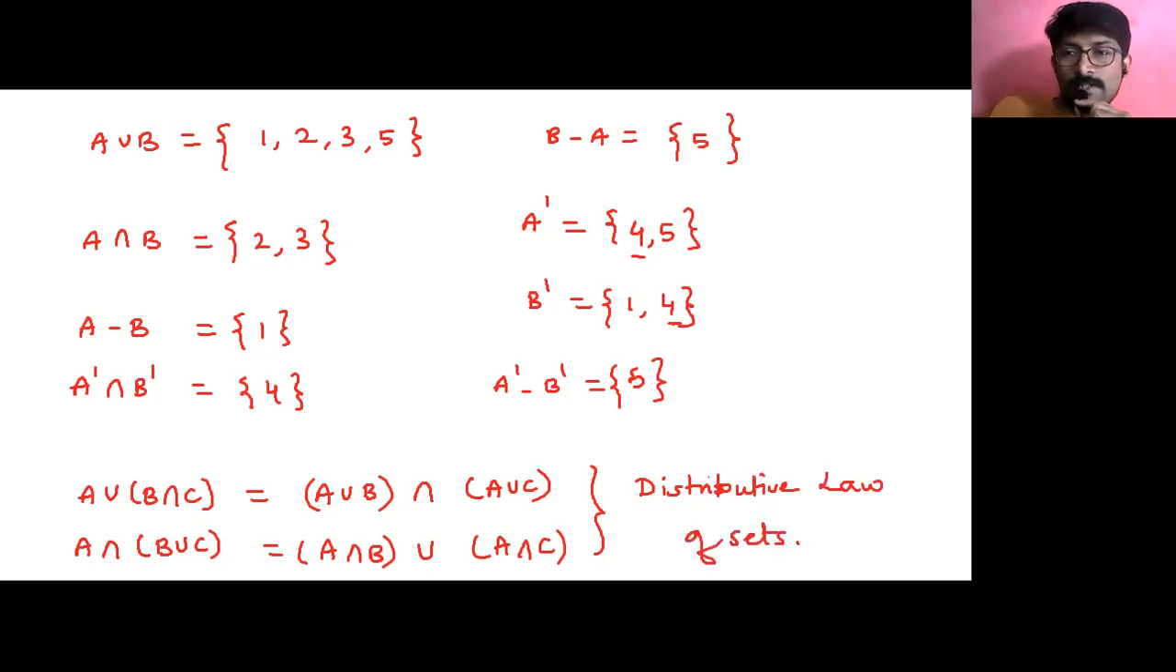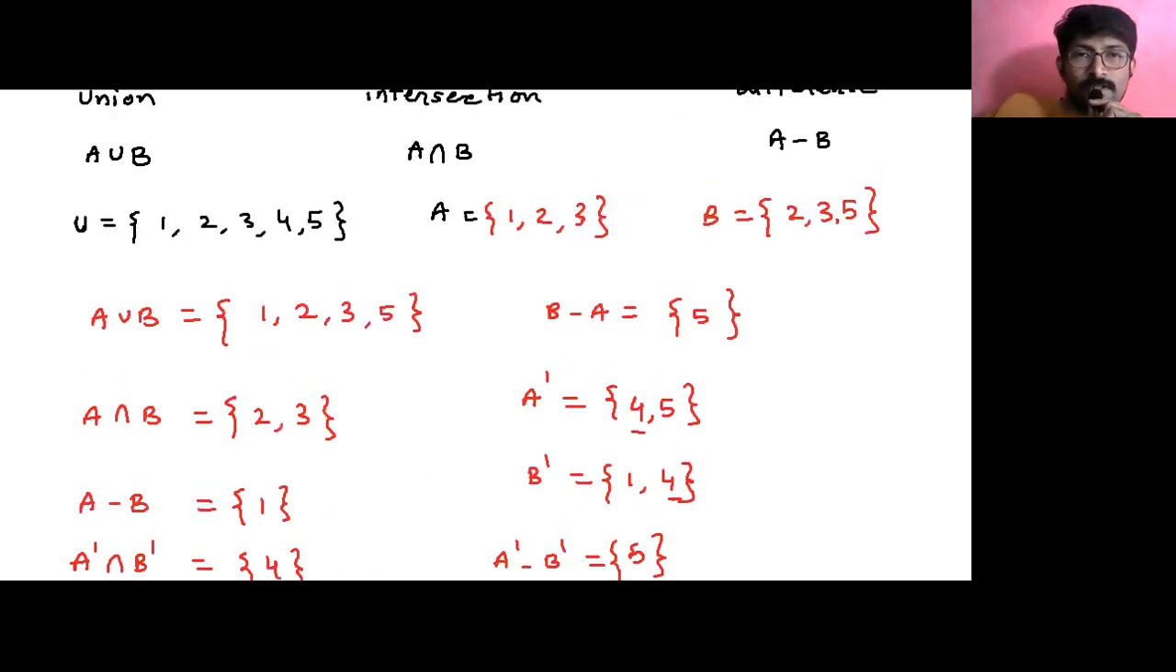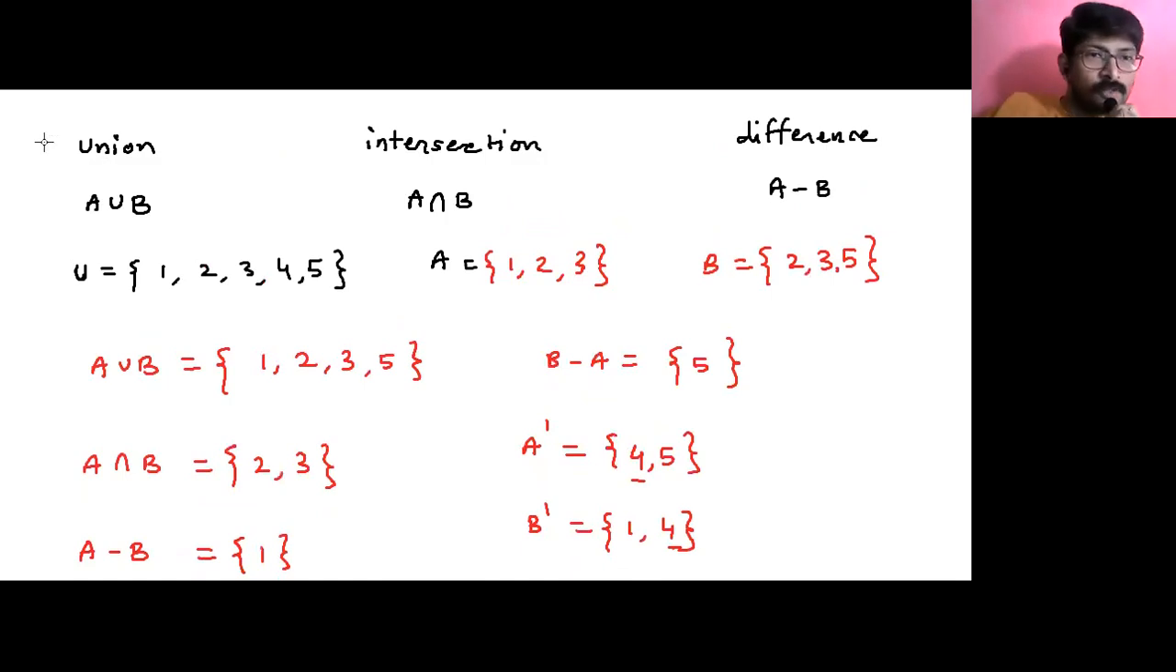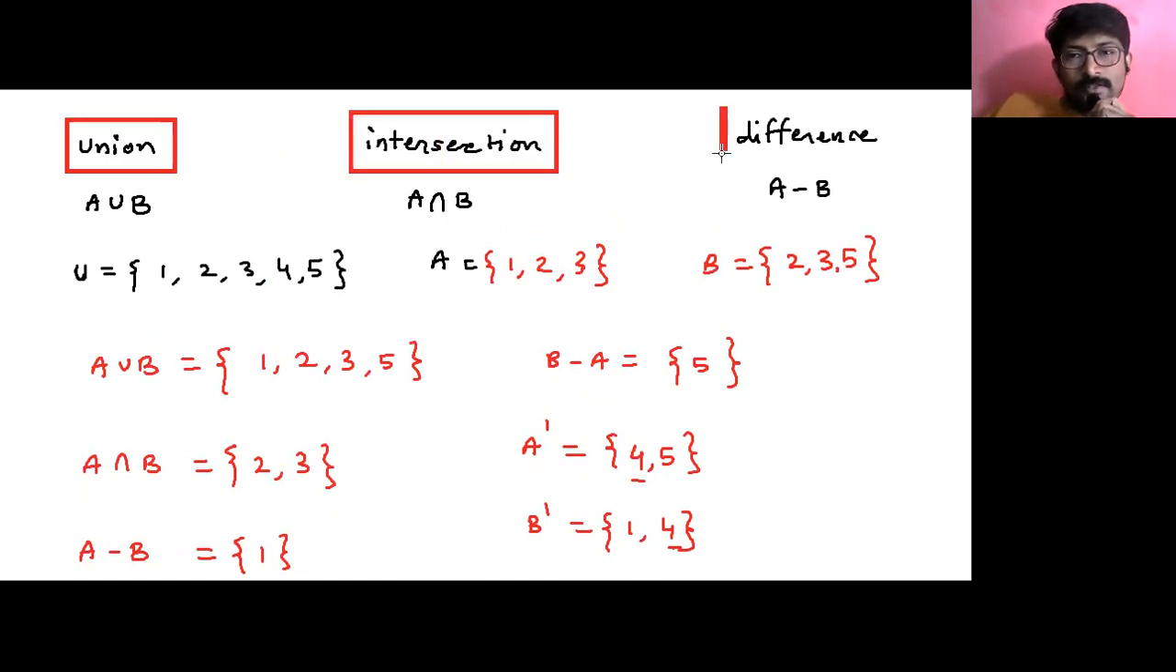I hope you all are understanding. Everything you've understood perfectly, isn't it? So first of all, I'll take a quick recap. We've learned something called union. We learned something called intersection, and we learned something called difference. So A union B क्या है? So A intersection B क्या है? And A minus B क्या है?